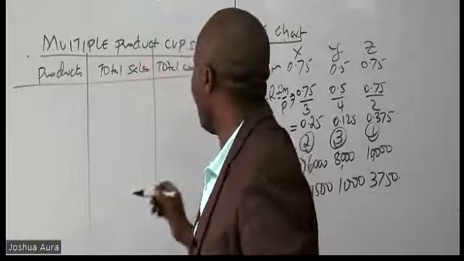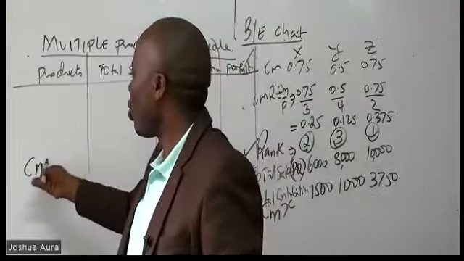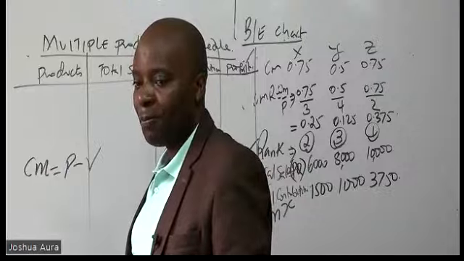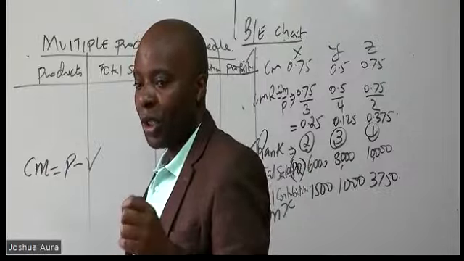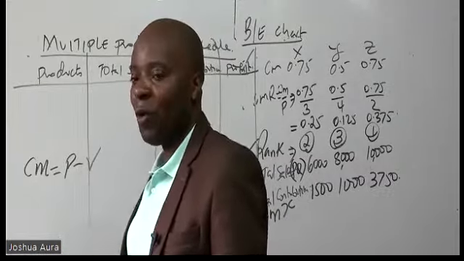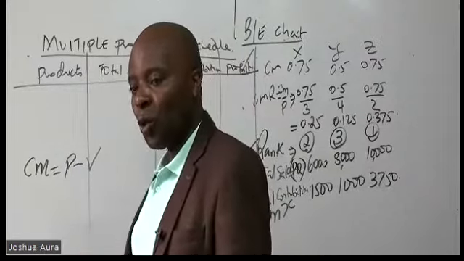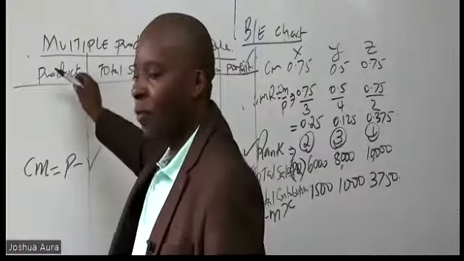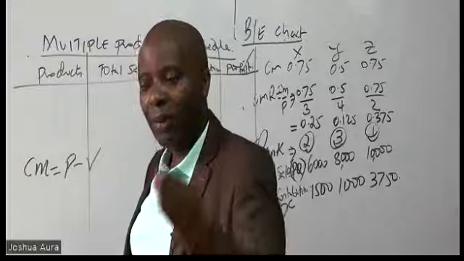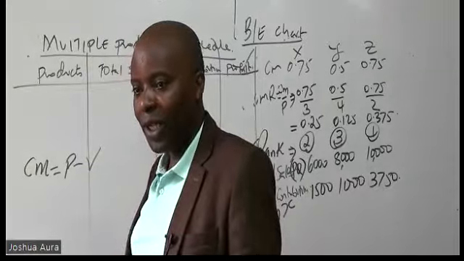To get contribution, I'm sorry, I've rubbed my figures, but we took contribution margin as price minus variable cost. For example, if the selling price is 10 and variable cost is 4, the contribution margin will be 10 minus 4, which is 6. And then to get the total contribution, we take contribution margin times number of units.